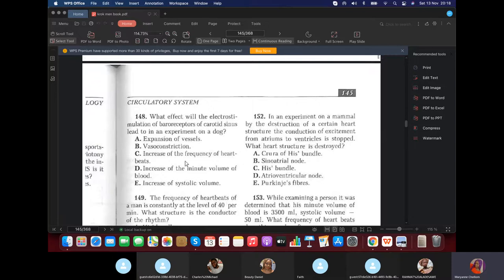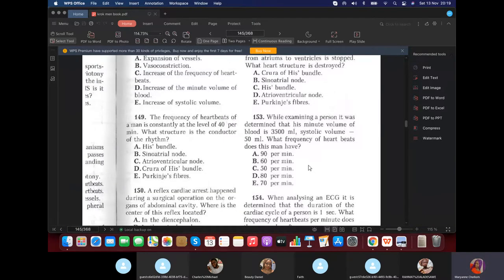152. In an experiment on a mammal, by the destruction of certain heart structures, the conduction of excitement from the atrium to ventricle is stopped. What heart structure is destroyed? Of course it will be the AV node, because I told you that when the SA node sends the impulse, it will go to the AV node, and there's a delay. Then the AV node will now send the impulse down to the ventricle. So you can think of it as taking the impulse that was sent by the SA node from the atrium to the ventricle. You get it? So that's why it's AV node. Anywhere you see Krok telling you about a structure in the heart that conducts the excitement from the atrium to the ventricles, and they're asking you what it is, just go for AV node.